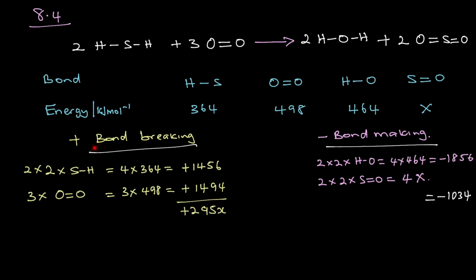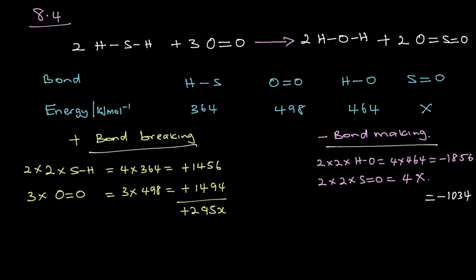All right, so we are calculating the bond breaking first. It's going to be 2 times SH, because I've got 1, 2, then times 2, that's 4. So that's 4 times 364. And for the oxygen gas, I've got 3 there, so I multiply by 3, that'll be 498 times 3 for oxygen. When I add them together, it's positive because we're breaking those bonds. When you're breaking, it's always endothermic, which is positive.